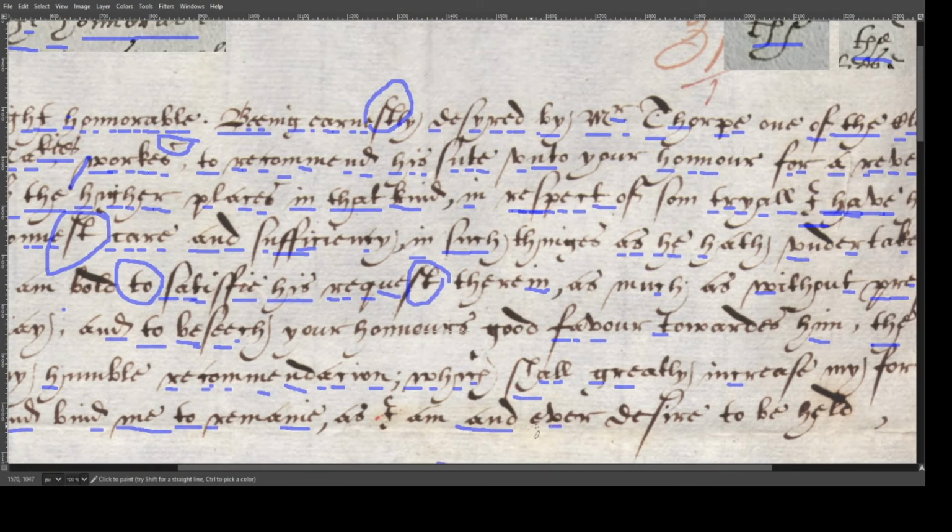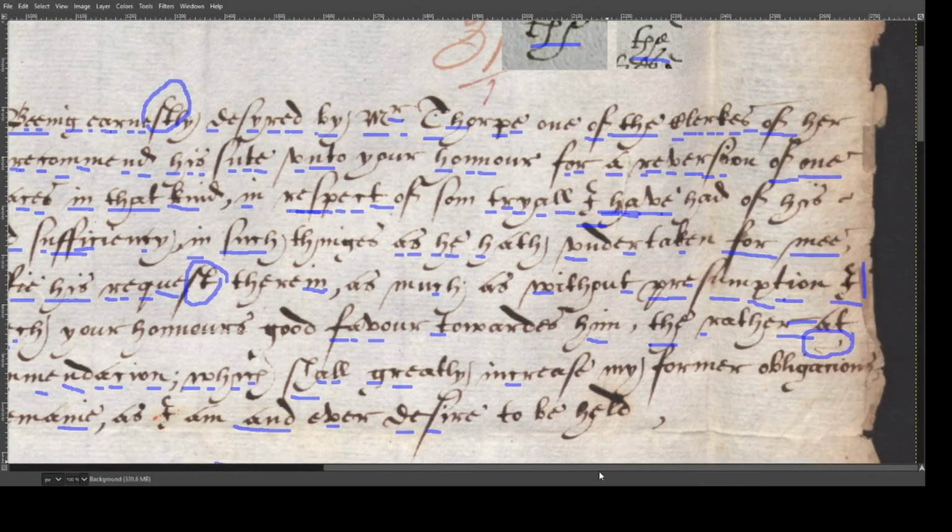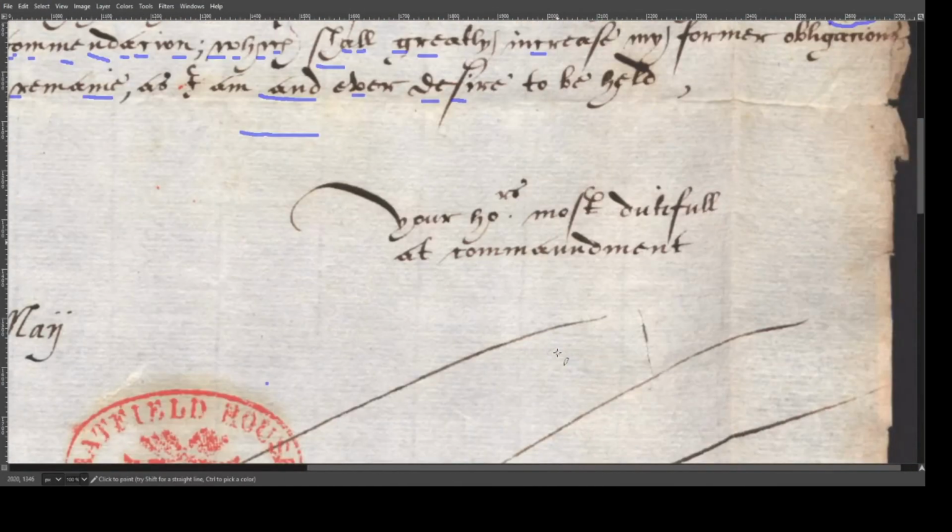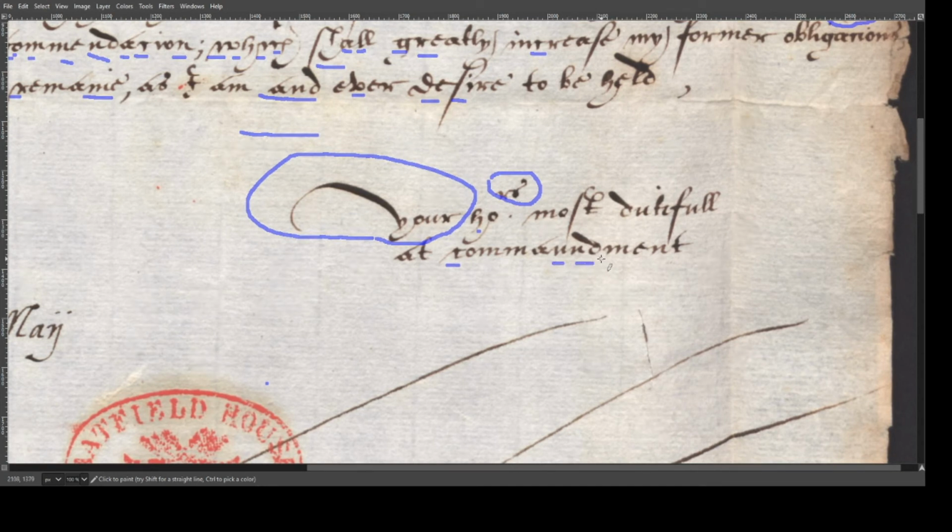And that's a V as in Victor, so ever. Capital D, that's an S. So desire to be held. And this is his very fancy flourish on his your, and he often signed letters like this. And here he actually does abbreviate honors. So this is RS up here, and then HO for honors. Most with that fancy ST. Dutiful at, that's a C-O-M-M-A, and then a double N, which he did sometimes. D, so commandment.